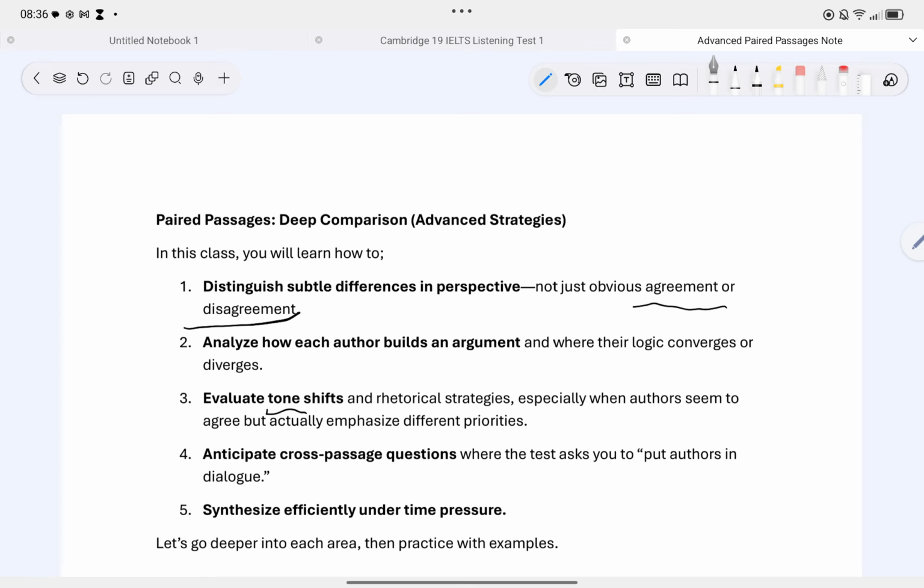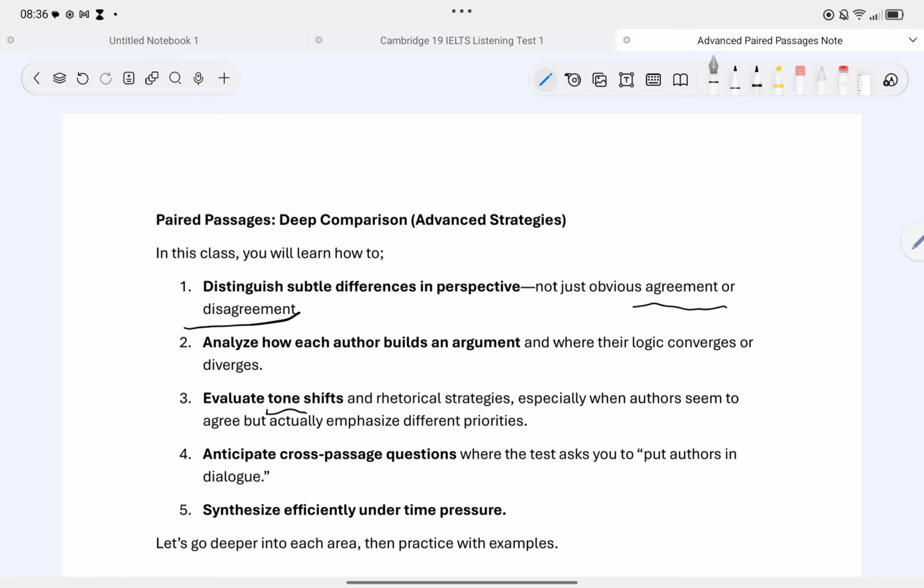Number four, you should be able to anticipate cross passage questions where the text asks you to put authors in dialogue. For instance, if we hear a question that tells you, what would the author of passage B likely say to the author of passage A? For you to be able to answer that kind of question, you must understand both passages and assume the role of both authors.